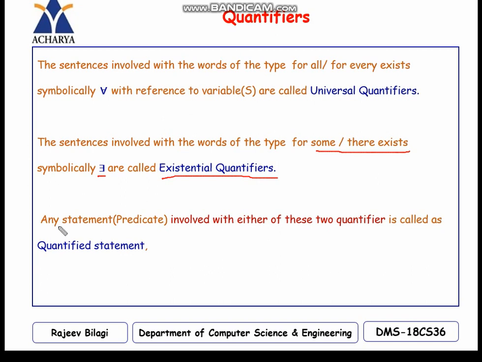Now any statement, or you can call this a predicate also, which involves either of these two quantifiers is called a quantified statement. So the quantified statement is a statement which involves either for all or for some.